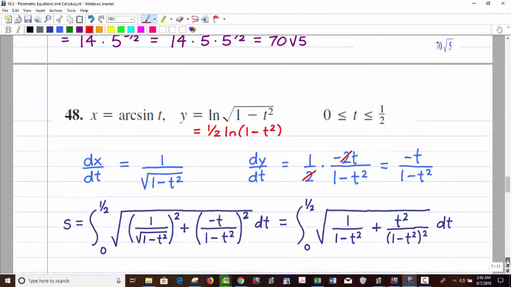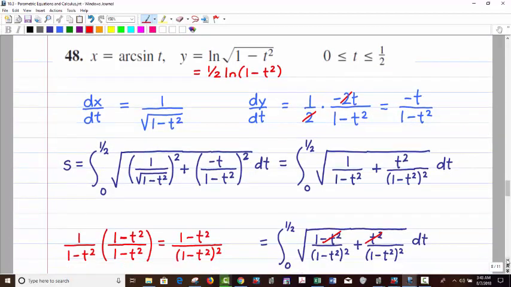let's try another one. X equals arc sine, y equals natural log of the square root of 1 minus t squared, which by log properties, I can bring that power of 1/2 down to the bottom, which I like to do. Anytime I can use that log property, I always do that. And we're going from 0 to 1/2.